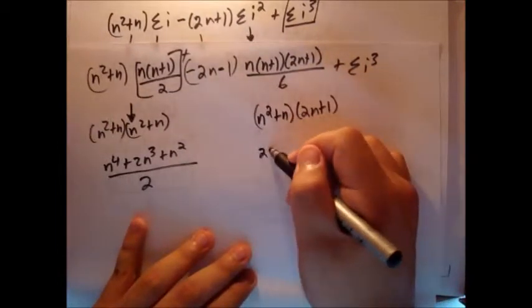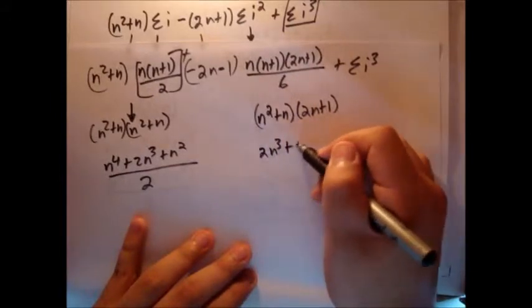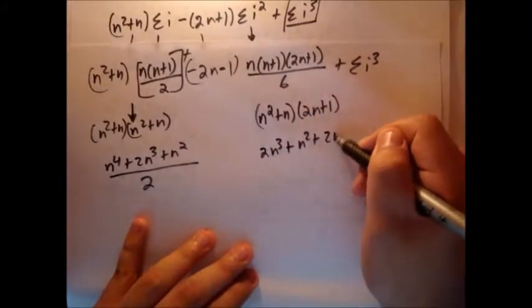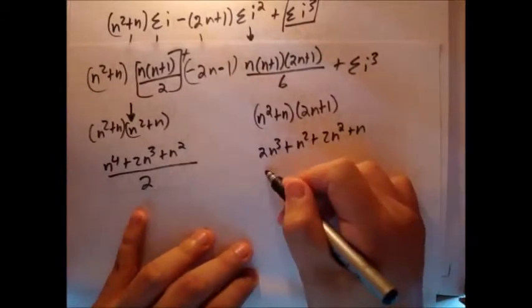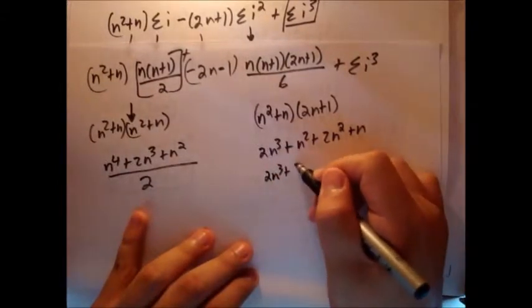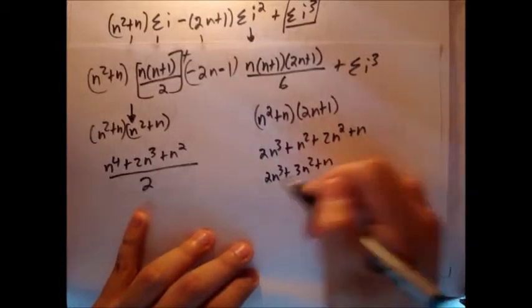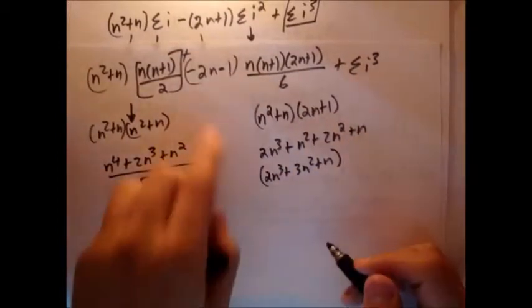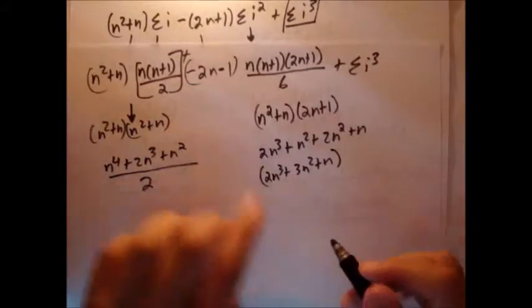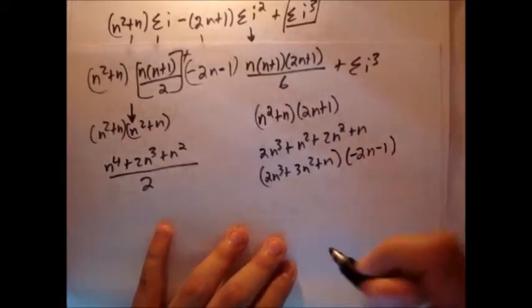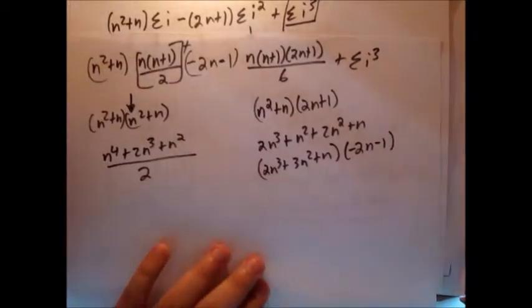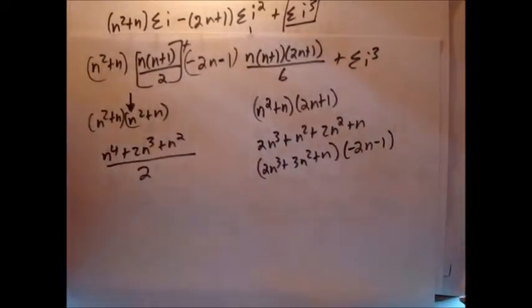That gives us 2n cubed plus n squared plus 2n squared plus n. Simplify things together: 2n cubed plus 3n squared plus n. Now we're missing the times negative 2n minus 1. Let's take that into account. Almost done. This is the last major step, and then everything will be much easier from now on.